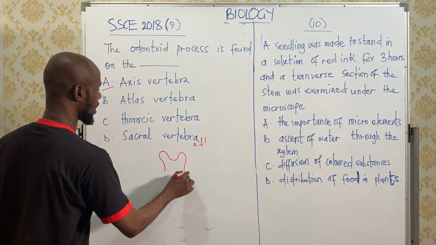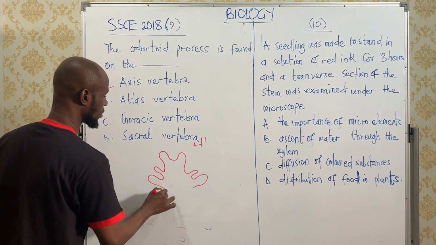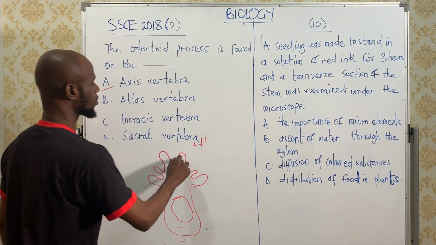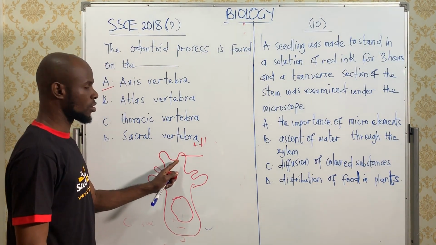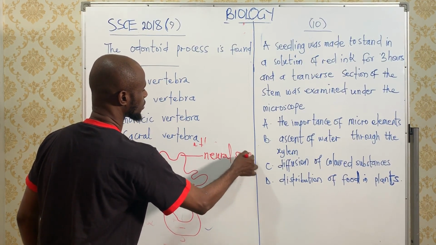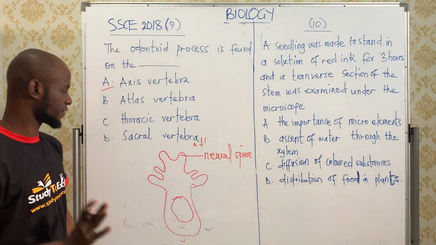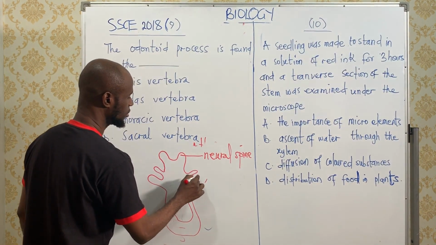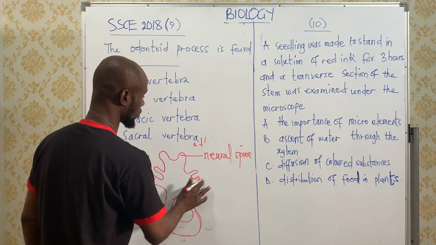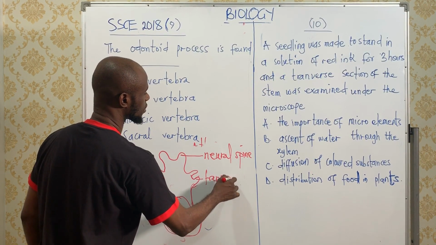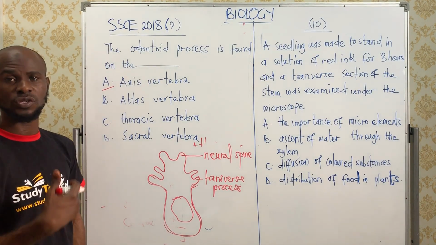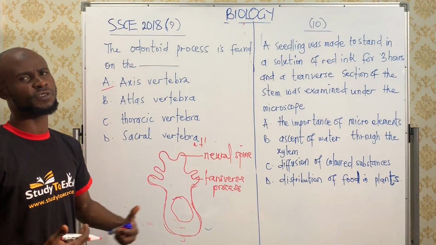So let me draw a typical cervical vertebra. I'm going to be very fast. That is good. So this part is called the neural spine, and the neural spine is for muscle attachment. Then the next one is called the transverse process. The axis has a very short transverse process, and the transverse process also provides a surface for muscle attachment.